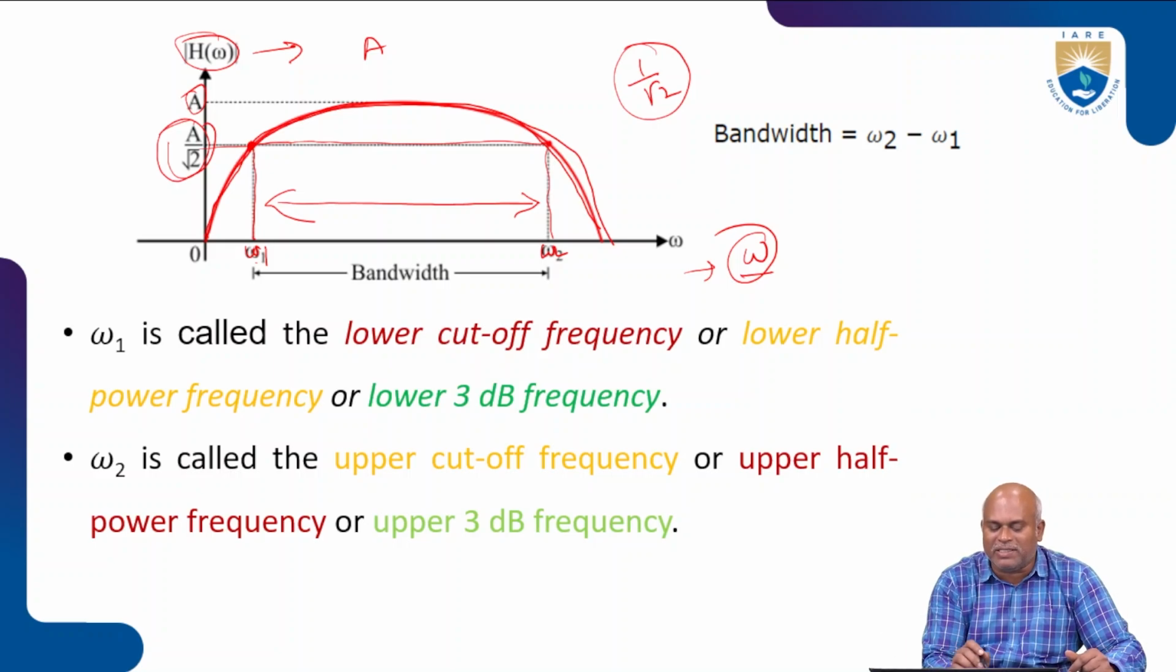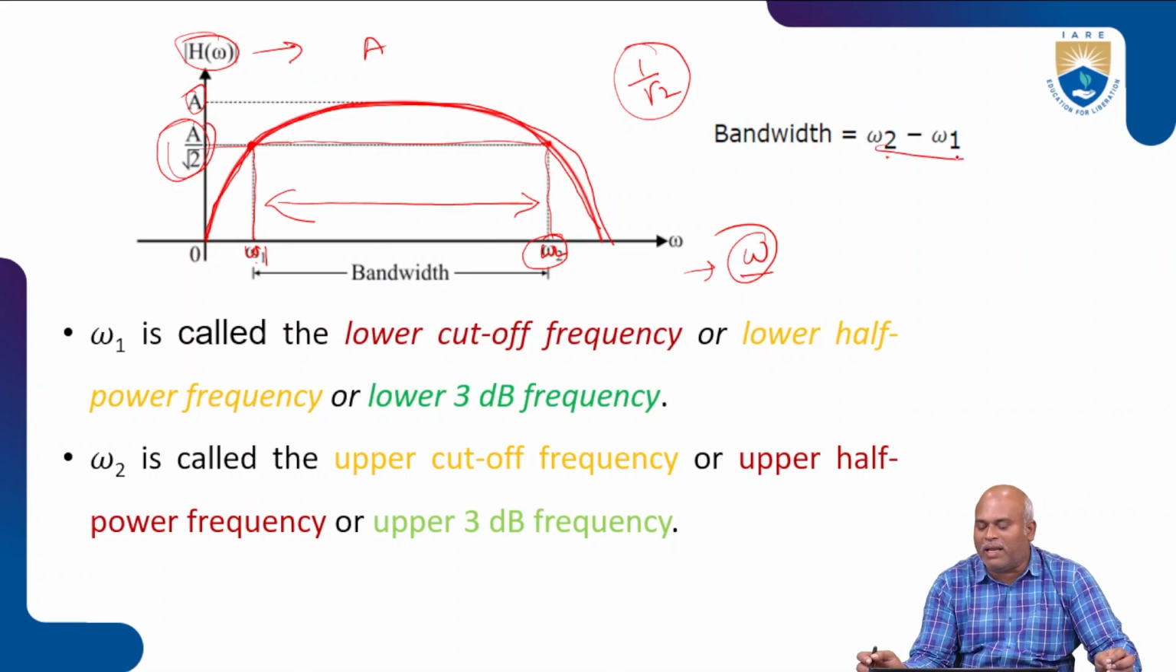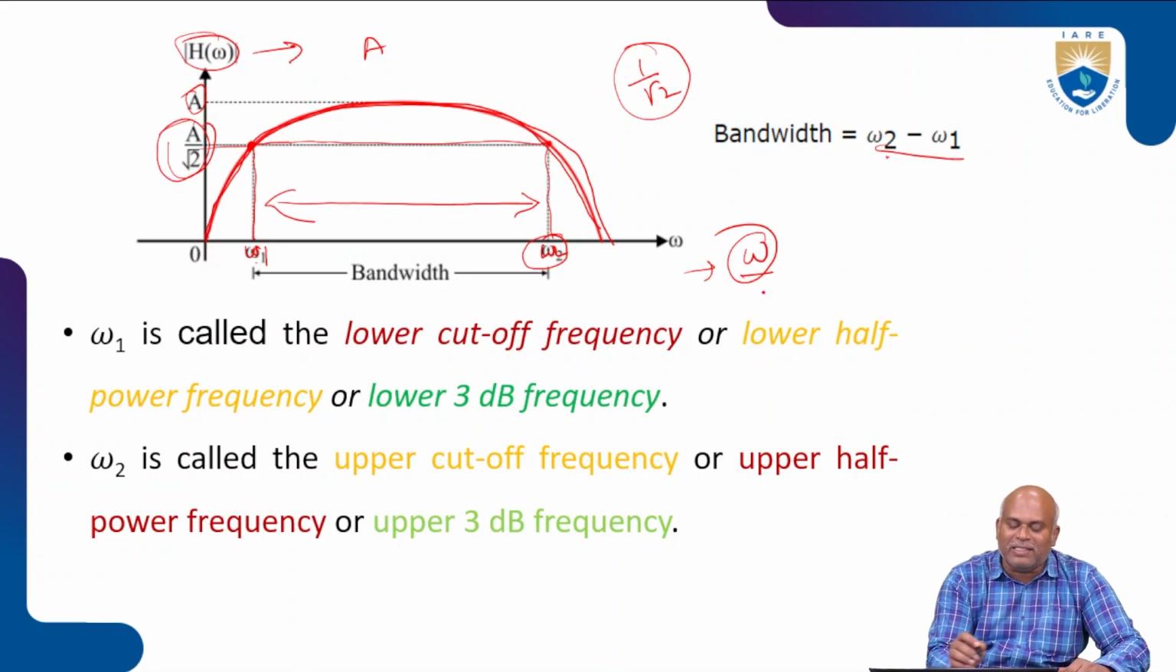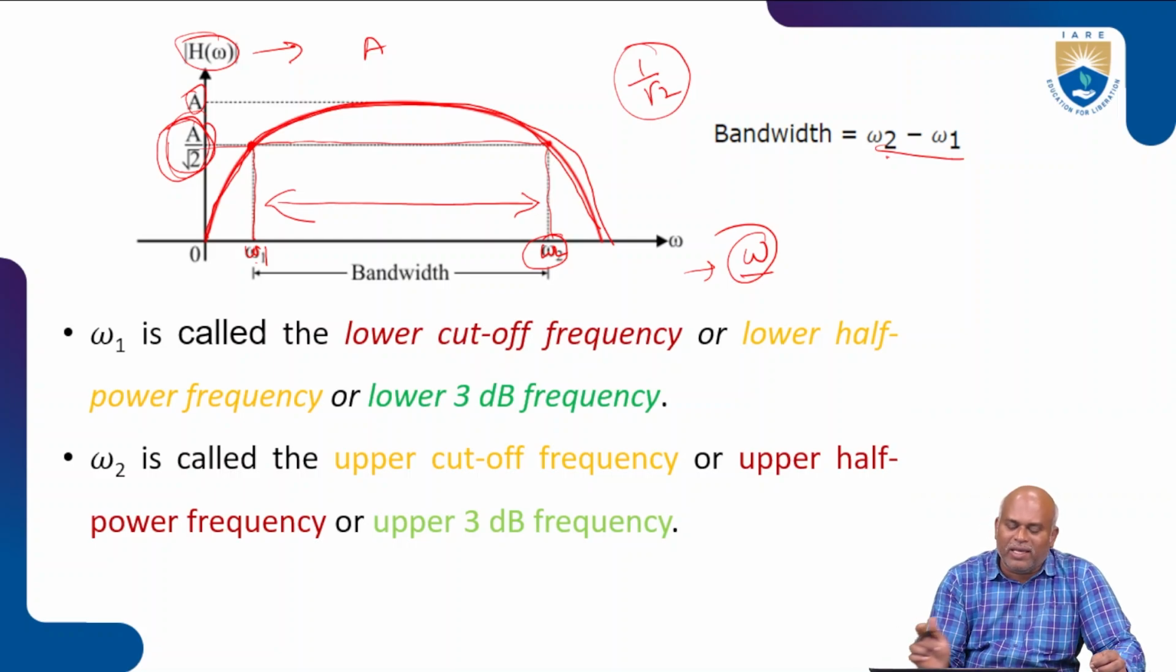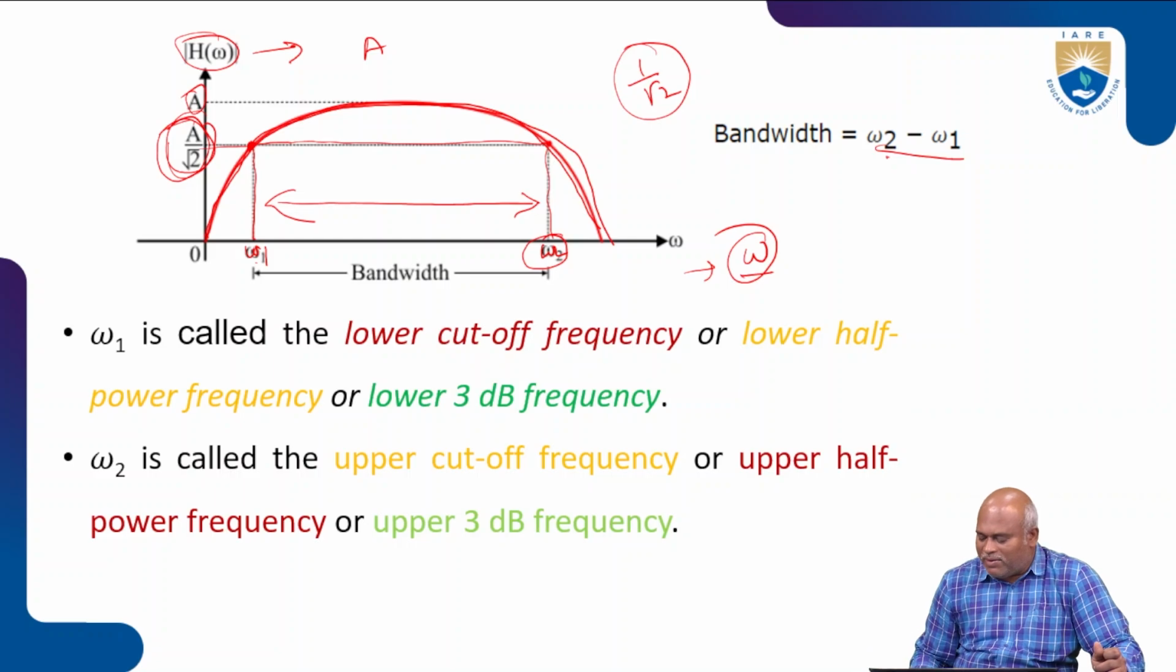Now the bandwidth of the system is equal to the higher frequency omega 2 minus omega 1. This bandwidth depends upon the attenuation characteristic of A by root 2. Omega 1 is called the lower cutoff frequency, or lower half power frequency, or lower 3 dB frequency. Omega 2 is called the upper cutoff frequency, or upper half power frequency, or upper 3 dB frequency.